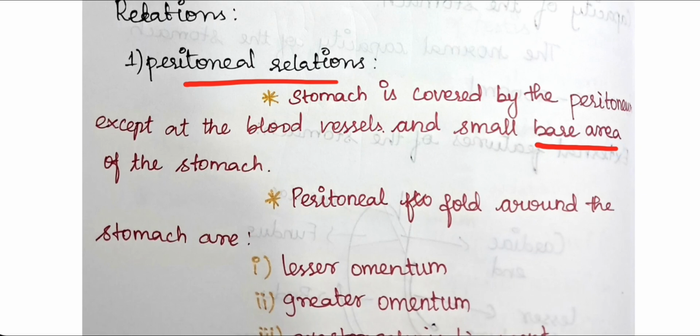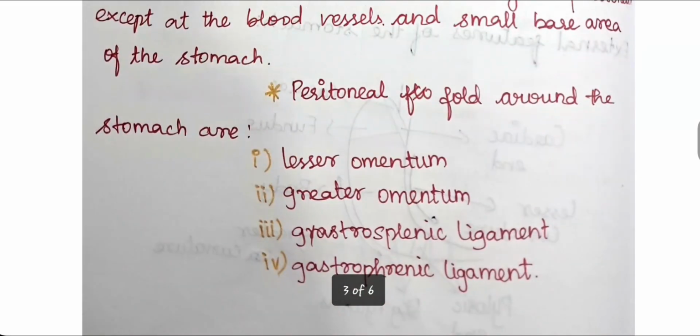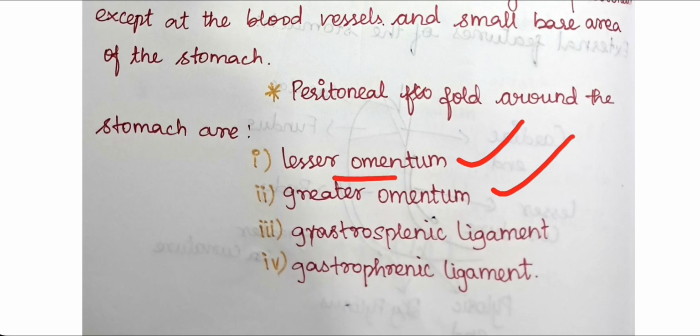The peritoneal folds present around the stomach are the lesser omentum and greater omentum. As I said, the lesser omentum is present around the lesser curvature and the greater omentum around the greater curvature. And there are two ligaments, the gastrosplenic ligament and the gastrophrenic ligament. The gastrosplenic ligament connects the stomach to the spleen, whereas the gastrophrenic ligament connects the stomach to the diaphragm. These are the peritoneal folds around the stomach.